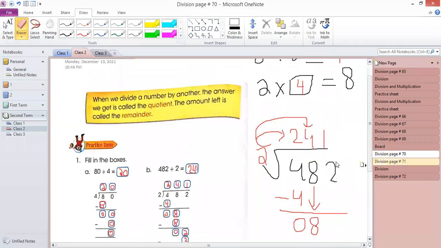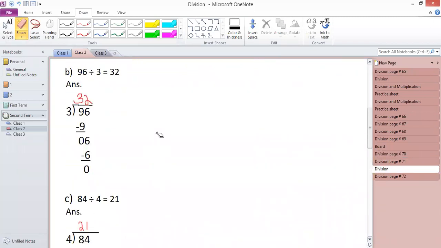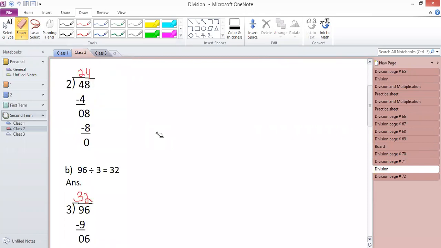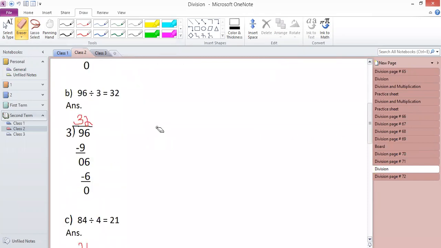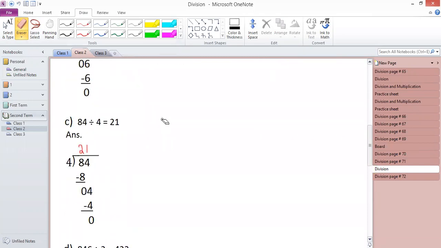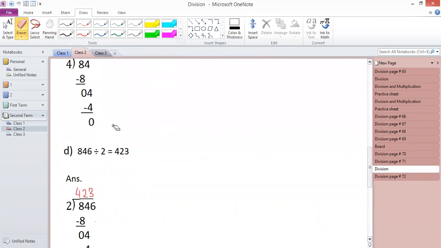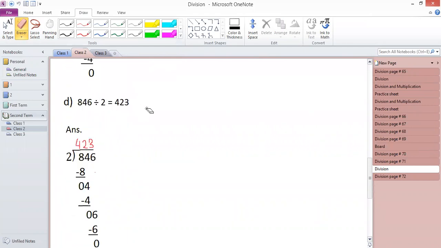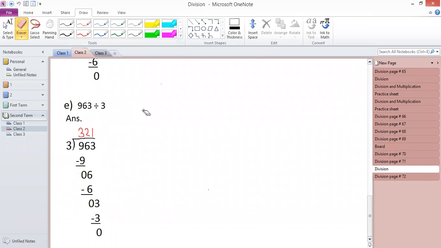Let's check some questions which we completed in the notebook. In the notebook, we completed 48 divided by 2 is equal to 24, 96 by 3 is equal to 32, 84 divided by 4 equals 21, 846 divided by 2 equals 423. So I will take only one question here for revision. This is 963, and you have to divide it by 3.